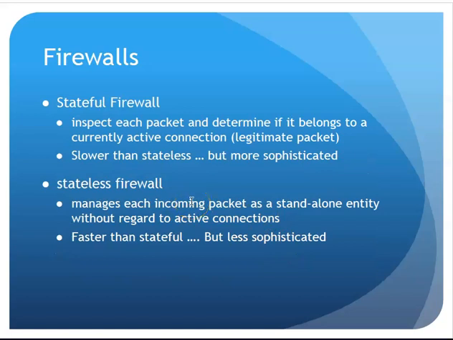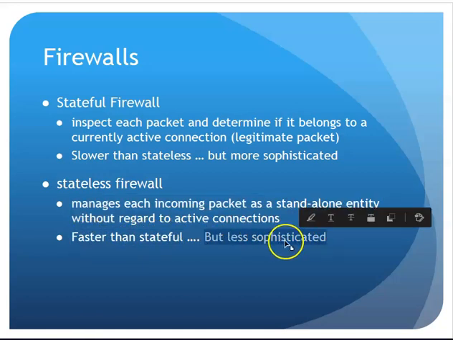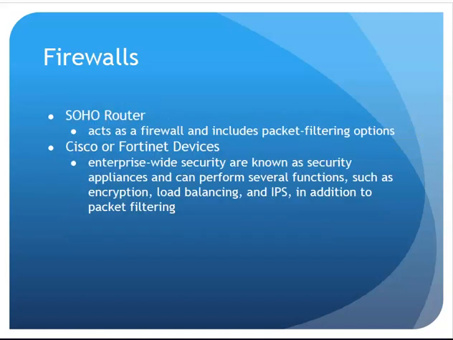You might have a type of firewall that's stateful or stateless. Stateful is going to inspect each packet and determine if it belongs to an active connection. So is this a legitimate packet coming in or is it not? This is going to be a little bit slower because it's more sophisticated. It's going to say, hey, are you part of an existing conversation? If you are, go ahead. If not, okay. Stateless is just going to look at each packet standalone. What are you? Where are you trying to go? This will be faster, but it's not as sophisticated. So sometimes you might see in the description it's a stateful or stateless firewall. That'll give you a clue as to how it's going to function in the network.